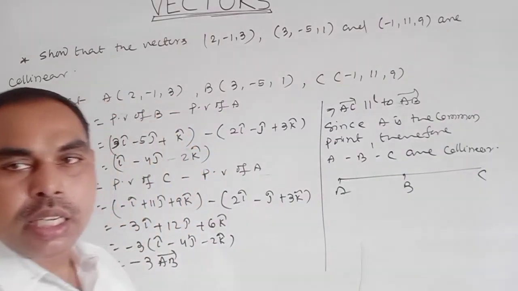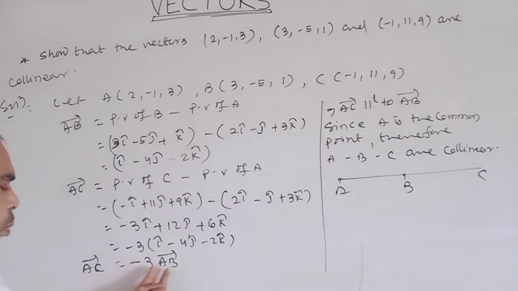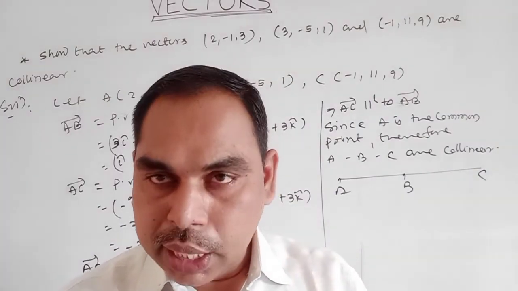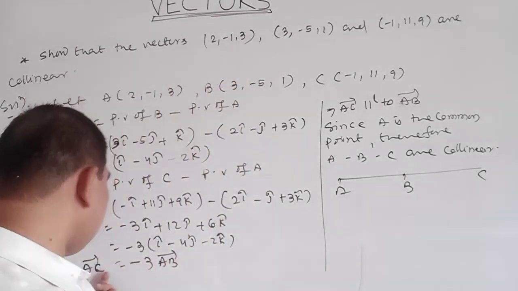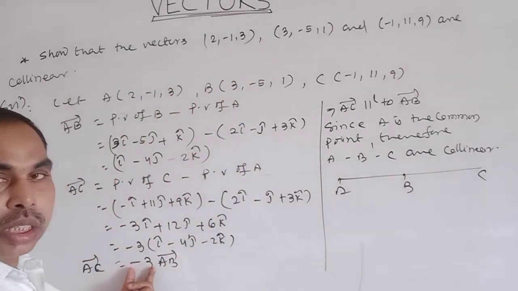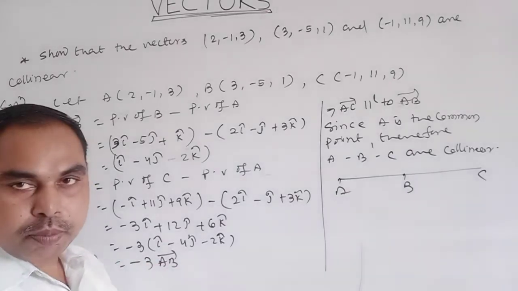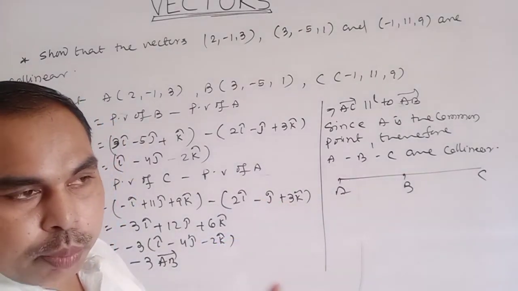ABC are collinear. That means AC is equal to some scalar multiple of AB. If one vector is a scalar multiple of another vector, then the two vectors are said to be parallel to each other. So since AC vector is equal to some constant times AB vector, AC is parallel to AB, and A is the common point, therefore A, B and C are collinear.